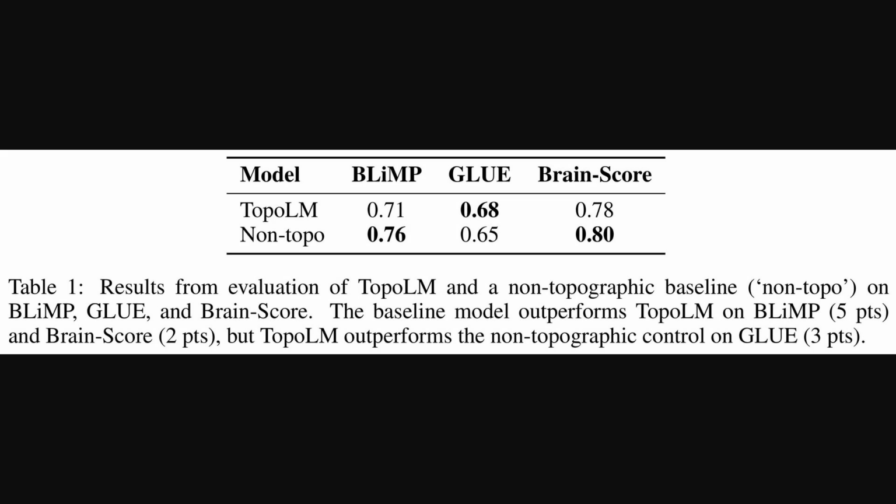So while TopoLM shows this really interesting brain-like organization, especially for concrete words, a key question is, does adding this spatial constraint hurt the model's actual performance? Well, Table 1 addresses exactly that. It compares TopoLM and the standard non-topographic model on benchmarks like BLIMP, GLUE, and BrainScore. The results are pretty close. TopoLM is slightly behind on BLIMP and BrainScore, but slightly ahead on GLUE. Essentially, adding spatial smoothness doesn't significantly impede performance.